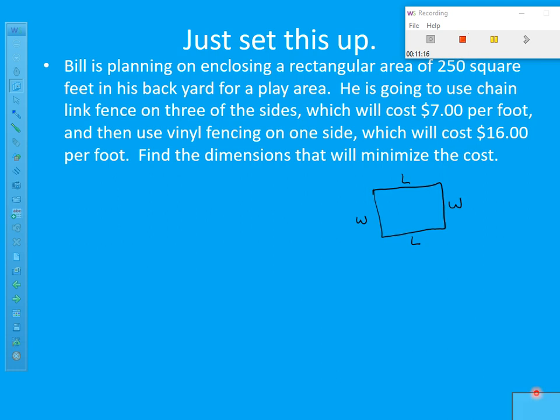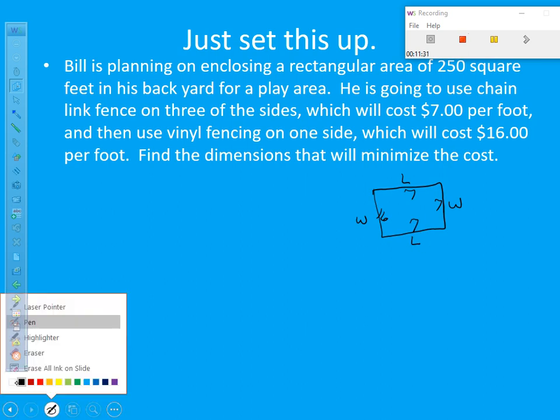I know that 3 of the sides are going to cost 7, 1 of the sides is going to cost 16. I imagine the 16 is going to be a smaller side, so I'm going to put a 16 there, and a 7, and a 7, and a 7. Now, let's go set up all of our equations.